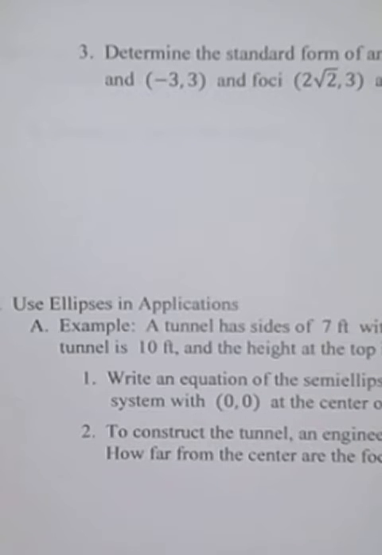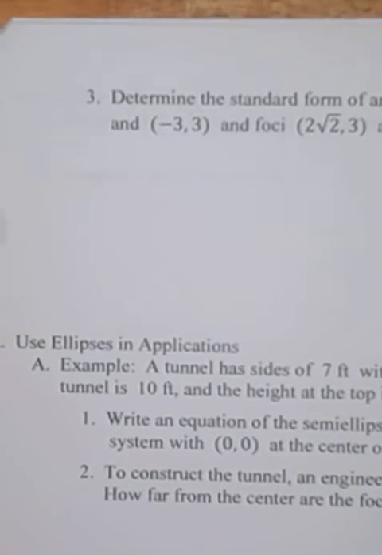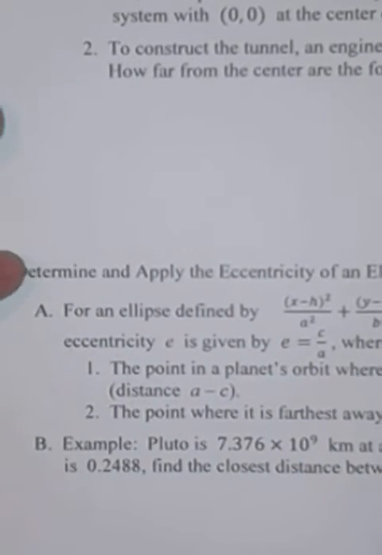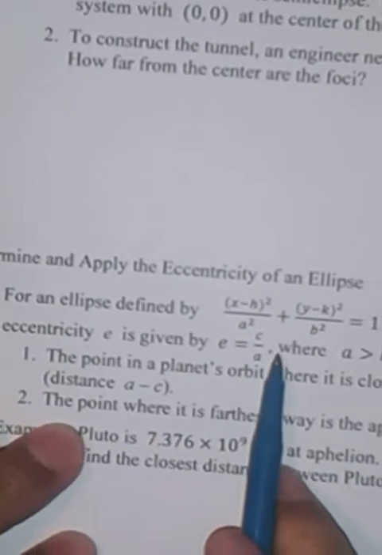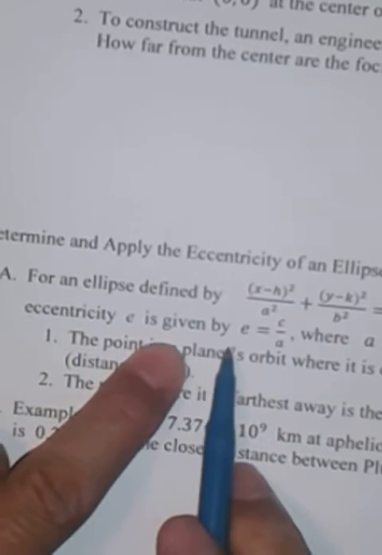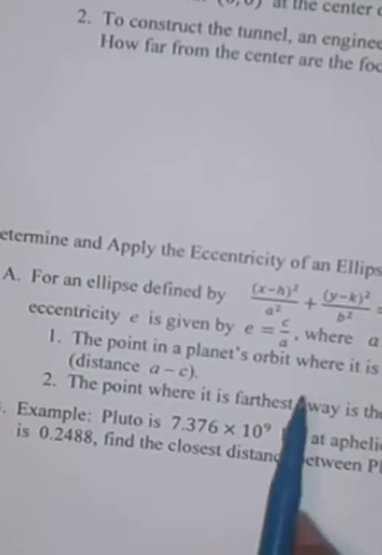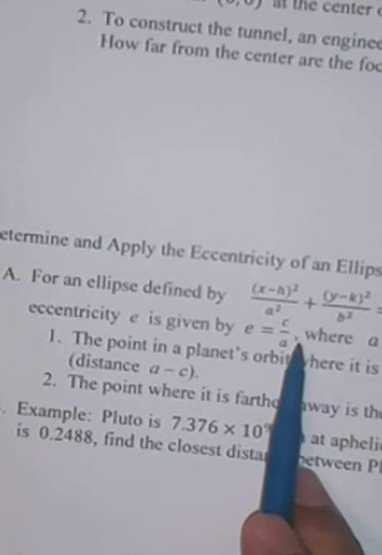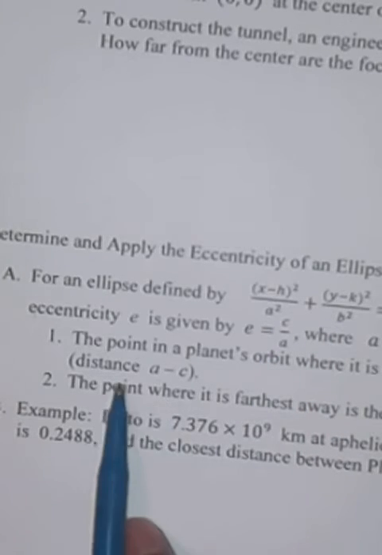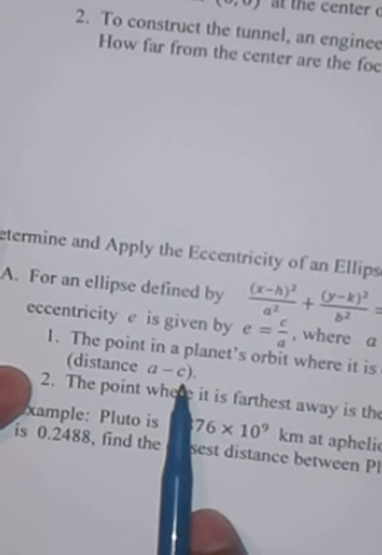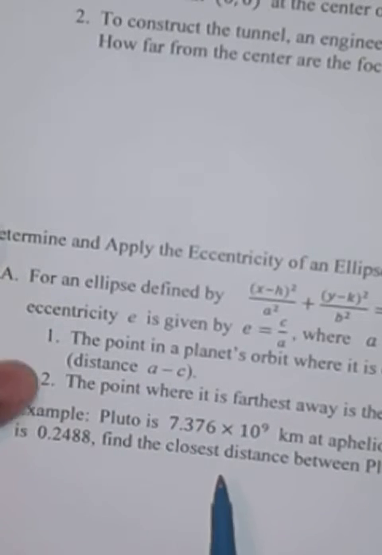All right, let's look at one more problem, and it's going to be this one down here, the eccentricity of an ellipse. So the eccentricity is e equals c over a. Remember the a squared, b squared and c squared? It's c over a. The point in a planet's orbit where it is closest to the sun is the perihelion, the distance a minus c.